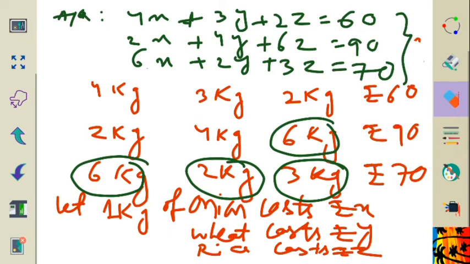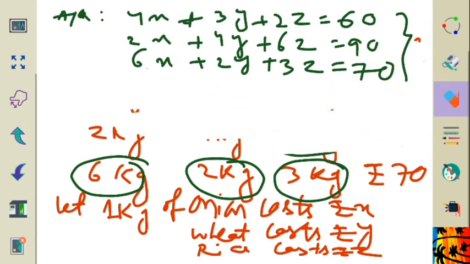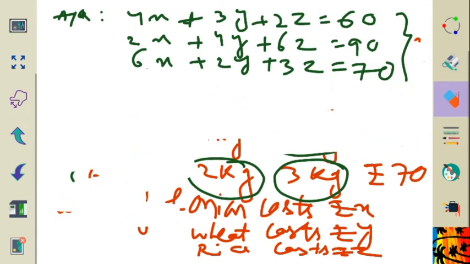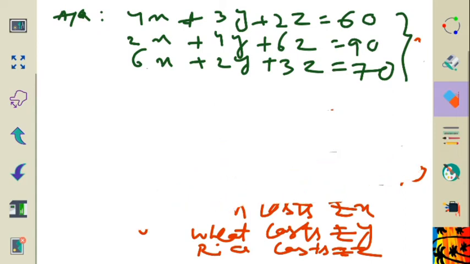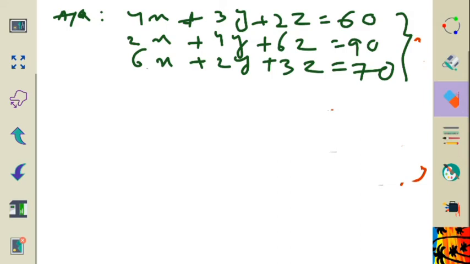I have formed the equation by taking the help of x, y and z. Now my job is to solve this one. Clear? So let us see how to solve this one. So let me erase this part. For solving, our first and foremost duty is to convert this one into matrix form.